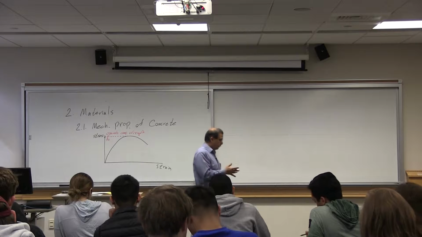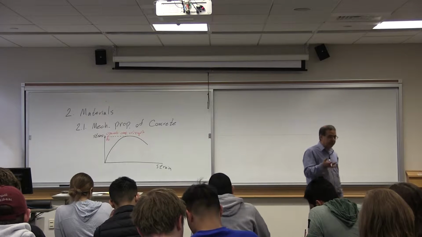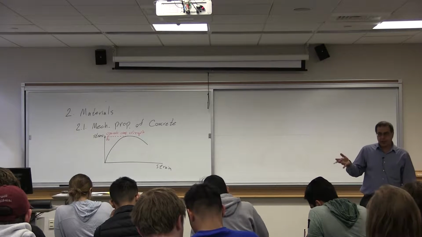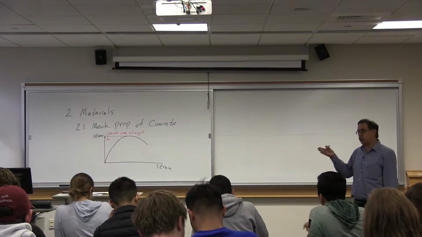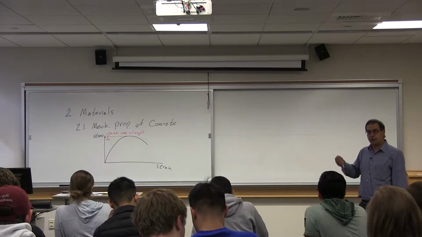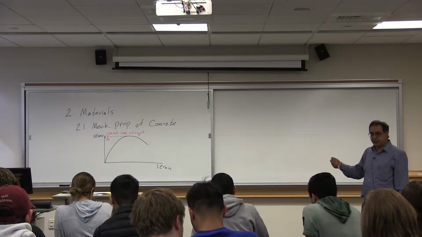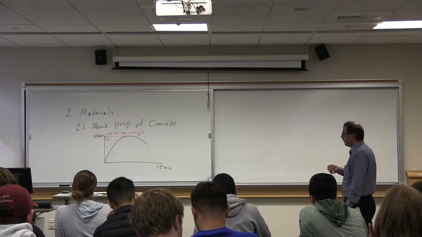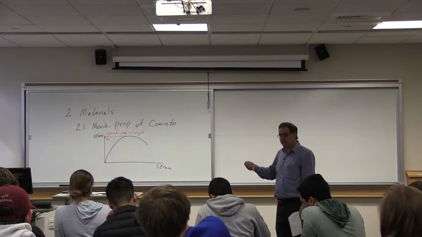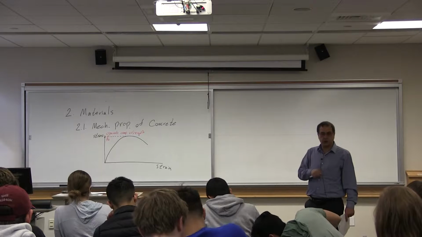Why did they decide to go with f prime c and not fc? Historically, fc was used for stress, how much stress you are applying, and then given that stress was fc, they used f prime c as maximum compressive strength.